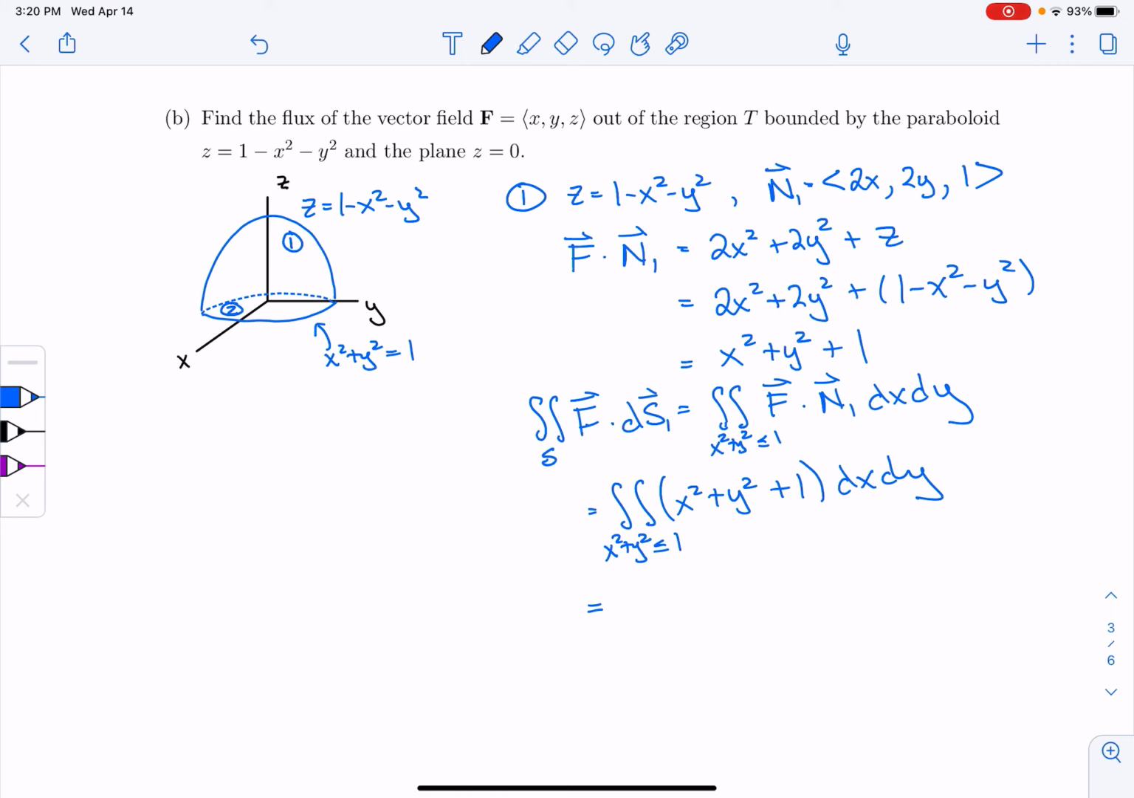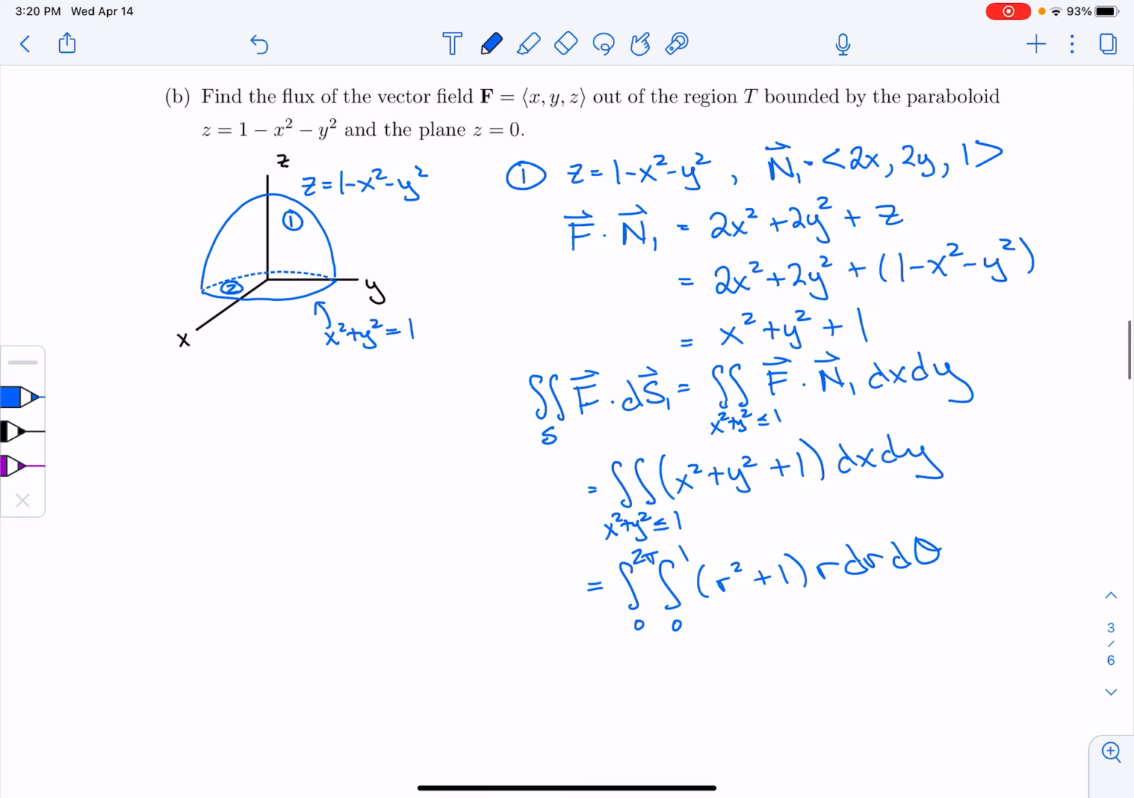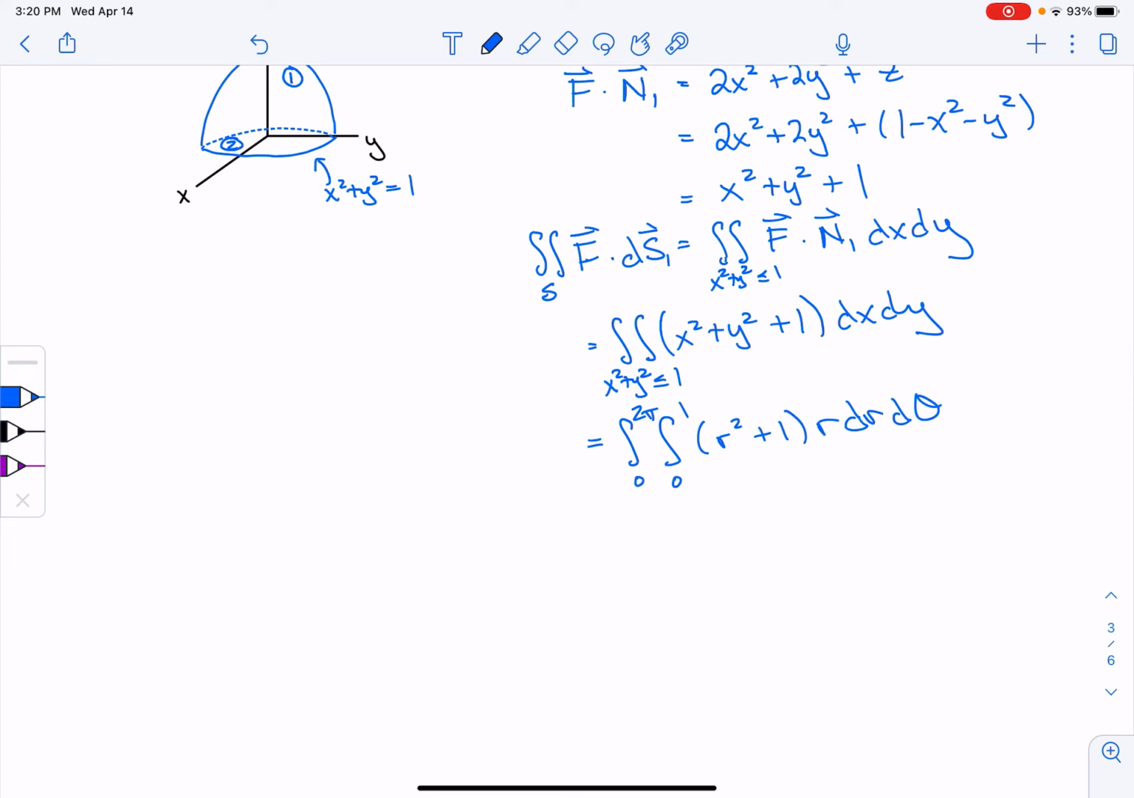So now that I've set the whole thing up in rectangular coordinates, I'm going to do the integral by changing to polar coordinates. So it's the integral from 0 to 2 pi, and then the integral from 0 to 1 with the radius. And then x squared plus y squared is r squared, plus 1, r dr d theta. Well, the theta integral can be done separately. And then I'm going to do the r integral as the integral of r cubed plus r dr.